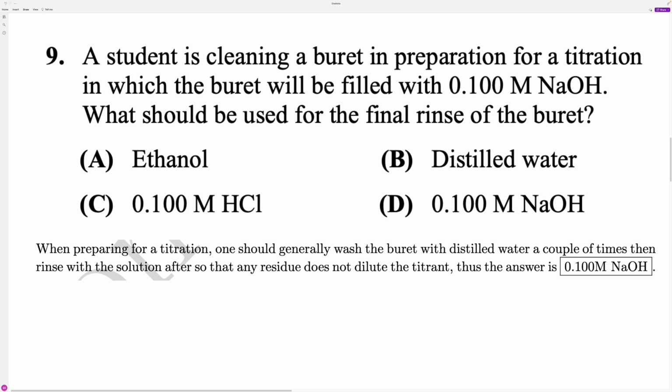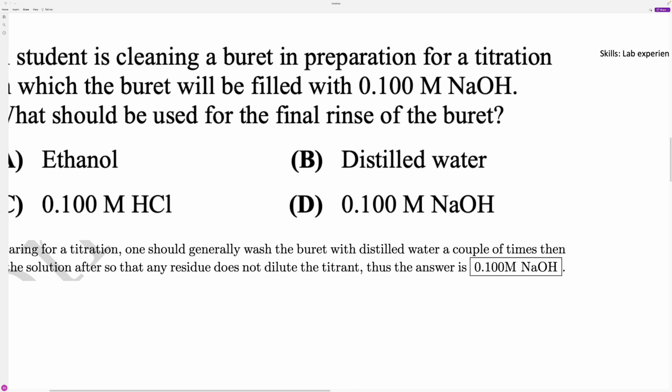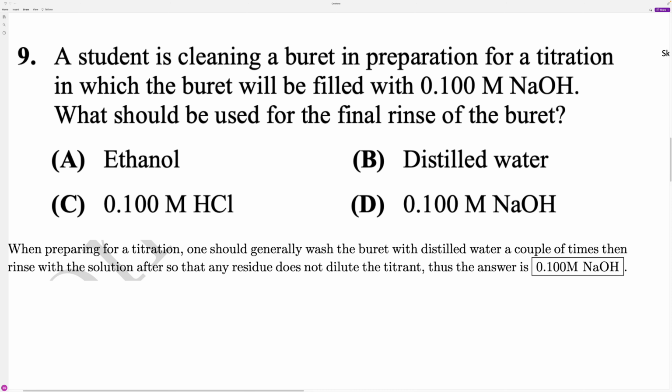Now, question 9 is testing titration skills and general lab skills. If you look at the problem, you can break it down by understanding what the goal of a titration is. In a titration, you want to find the concentration of the analyte. That's going to be unknown, and you're finding it with your known concentration of titrant. You find the concentration of the analyte through stoichiometry.